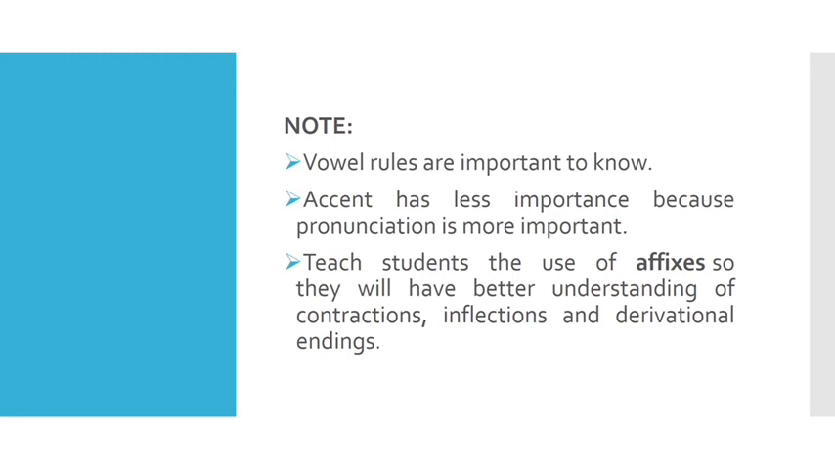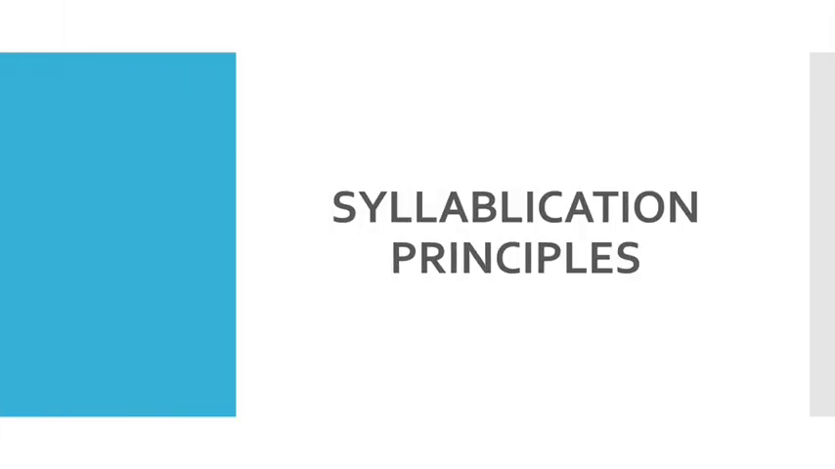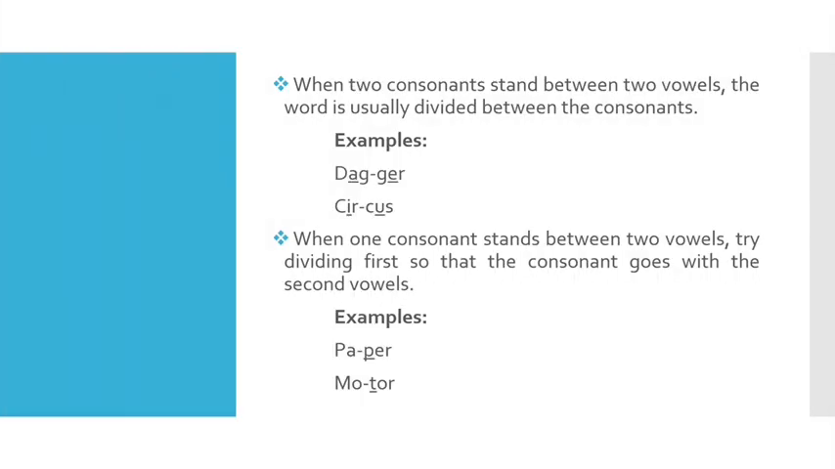By the way, we also have here the syllabication principles because, according to one PDF we downloaded, it is also important to know about this. So we have only 5 principles, and don't worry, they are easy to understand and absorb. The first principle is when two consonants stand between two vowels, the word is usually divided between the consonants.